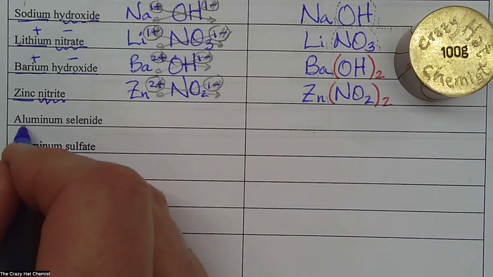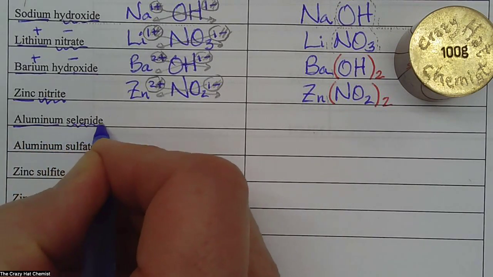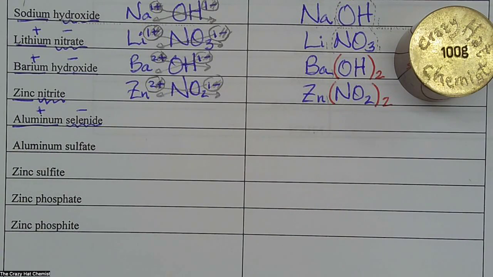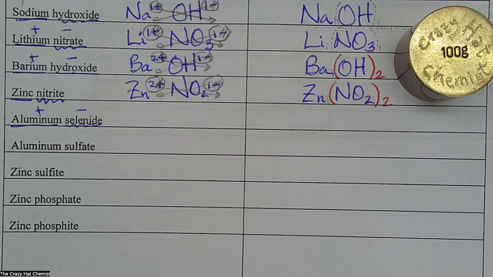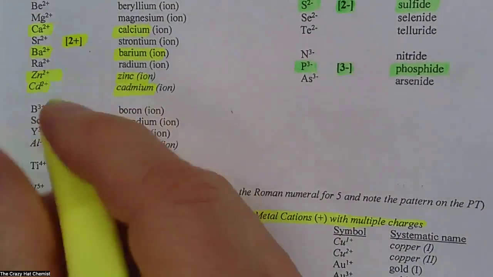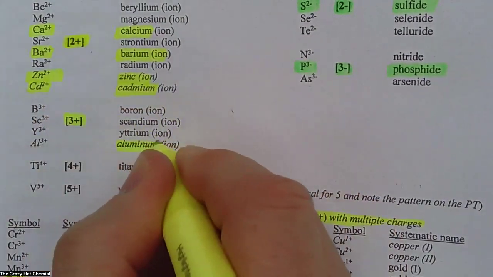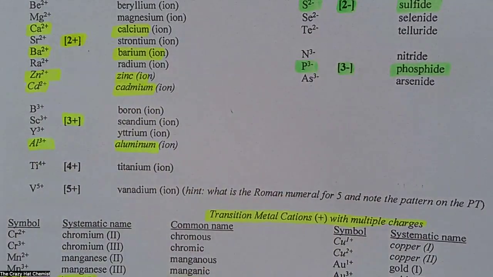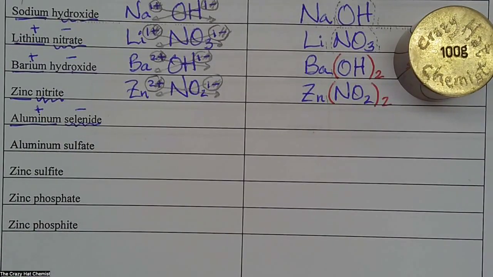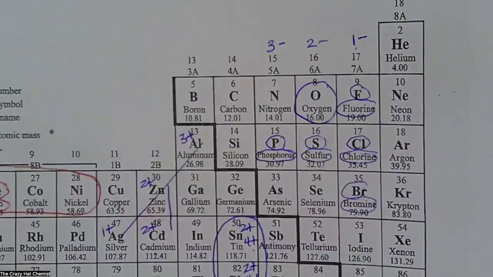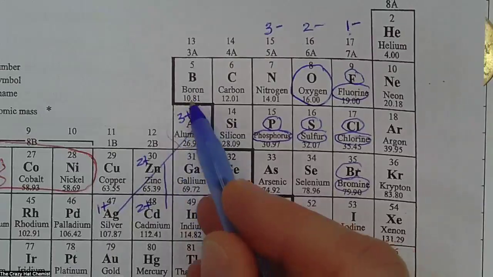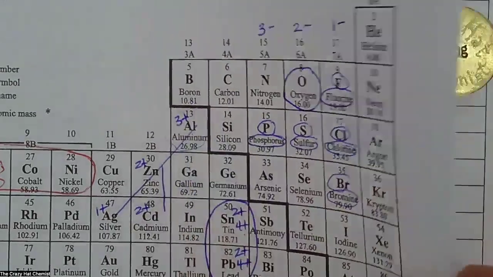Okay, this next one here is aluminum selenide. I know this is a cation. I know that's an anion. So aluminum is a monoatomic cation. It is a 3 plus. There it is, aluminum, and it's Al3 plus. That's also a periodic trend. I actually slightly went over that, not in detail, but it is right here. There is aluminum right there, and it's Al3 plus.